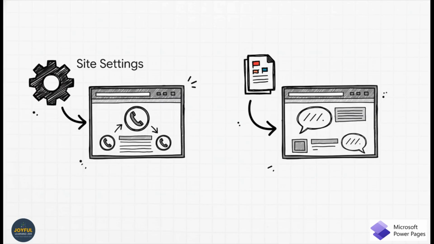Think about it. What if you need to show a phone number, but your marketing team changes it all the time? Just store it in a site setting. What if you want multi-language support for a welcome message? Easy. Use a content snippet. Liquid can read these portal-specific things directly, which makes your site incredibly flexible.